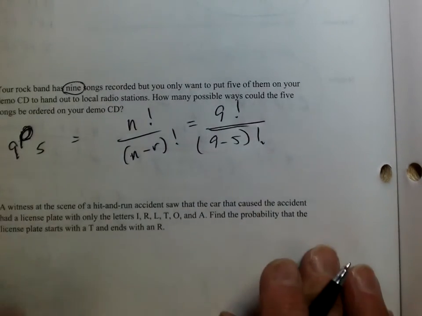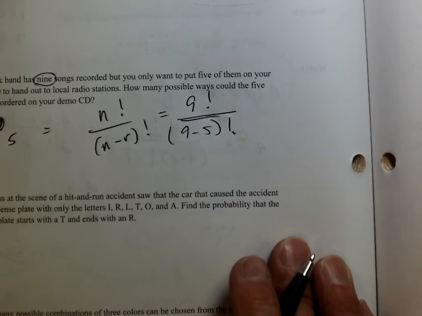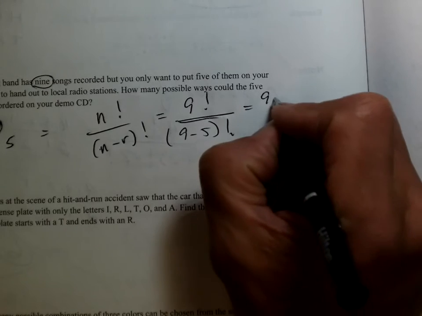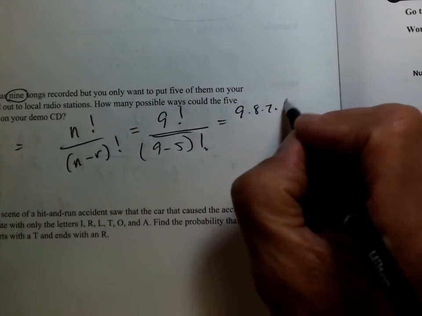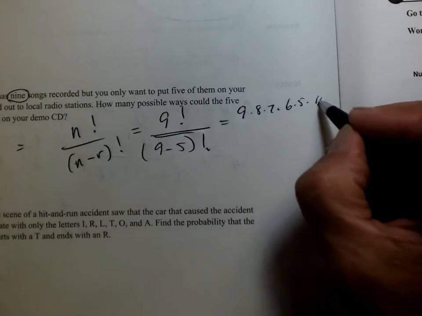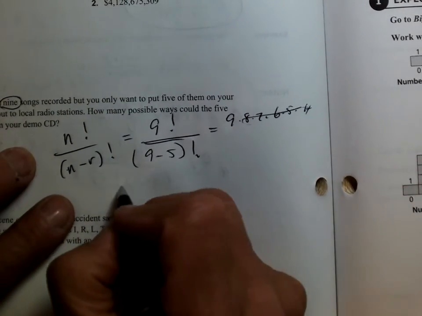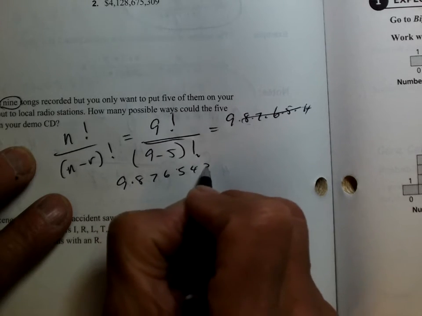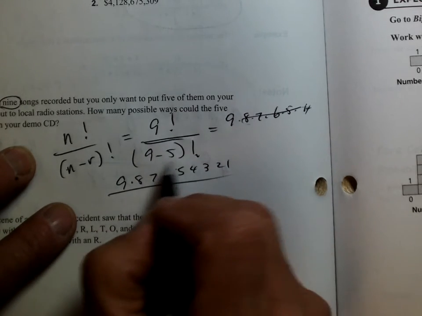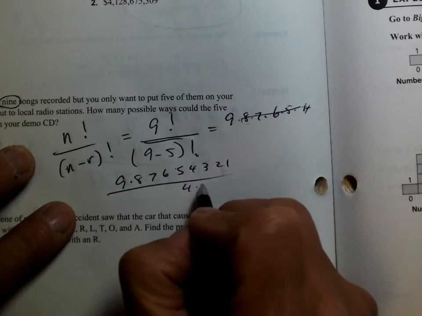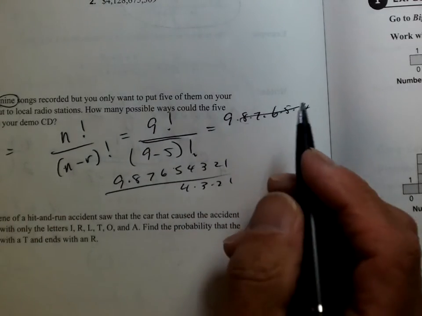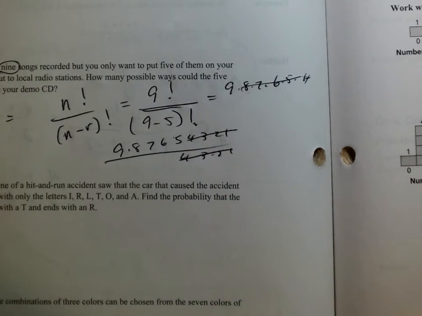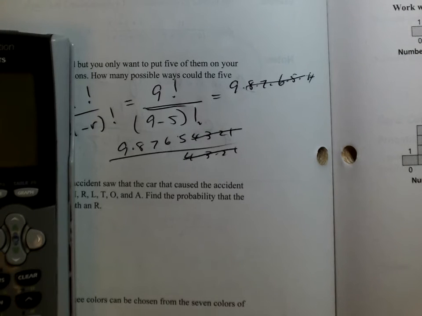How am I doing? Am I going too fast? So 9 factorial is 9 times 8 times 7 times 6 times 5 times 4 times 3 times 2 times 1, over 4 factorial, which is 4 times 3 times 2 times 1. You with me? All of these can cancel with all of those, and then I need a calculator to figure out the rest.